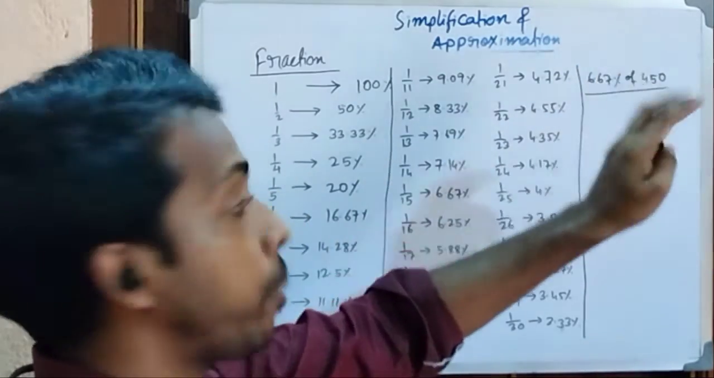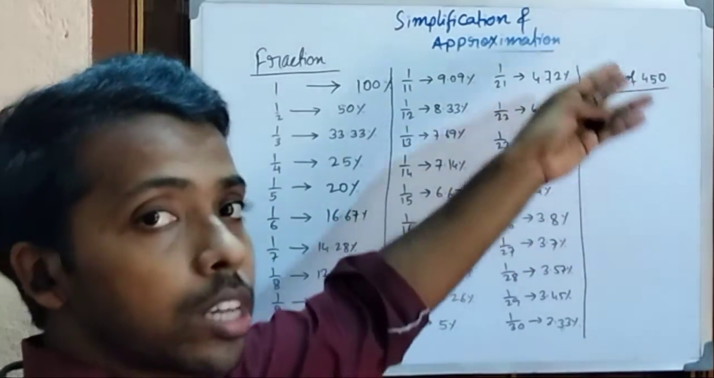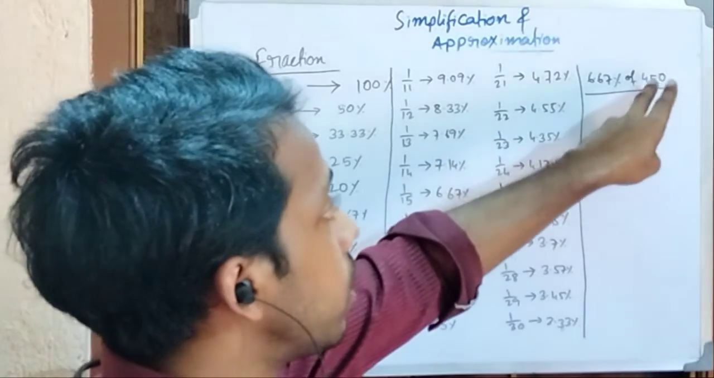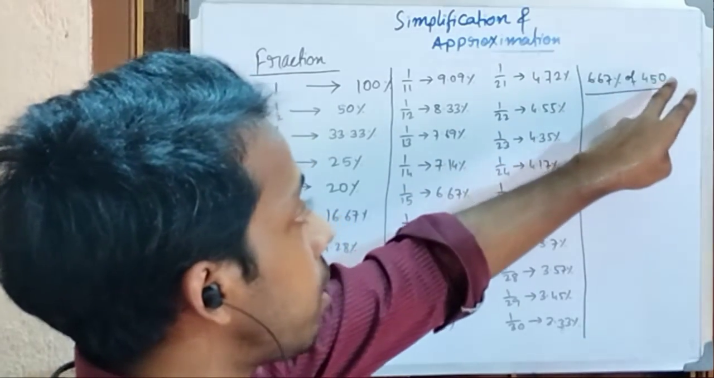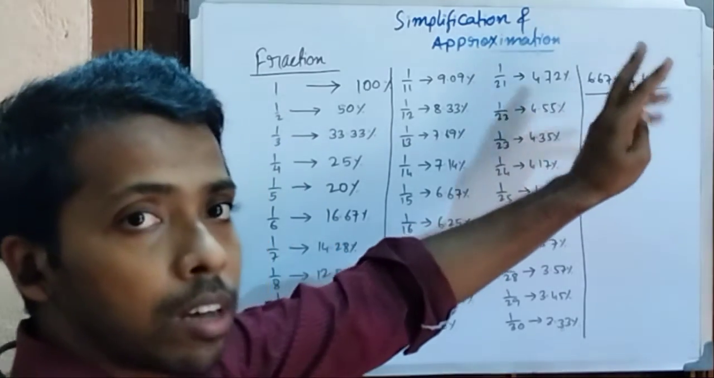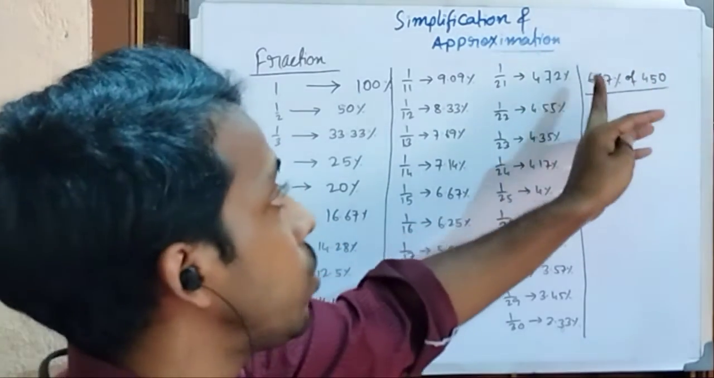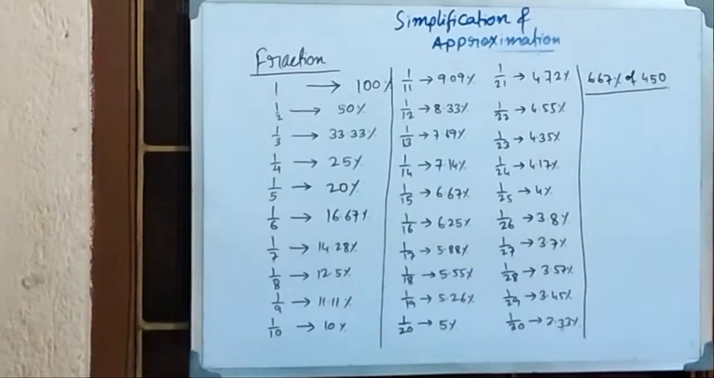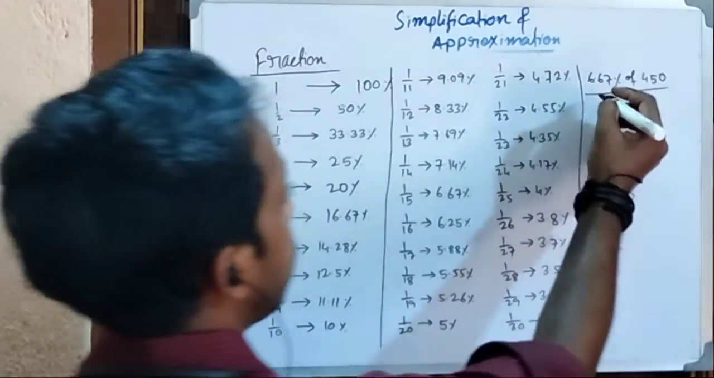that is 6.67 into 4.5, because percentage means the denominator is 100. So the denominator is 100, and I am taking this on the absolute value 450. So 450 gives 4.5, the exact value, 4.5 into 6.67. So can you solve it easily? No. So what do we do?